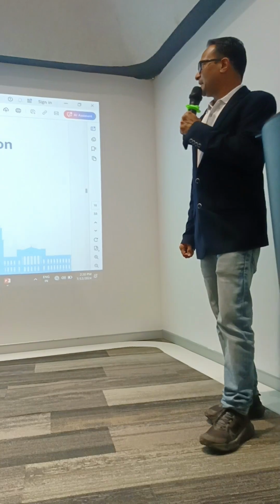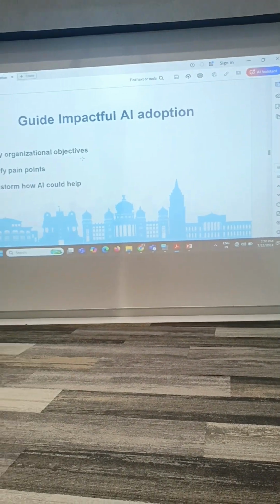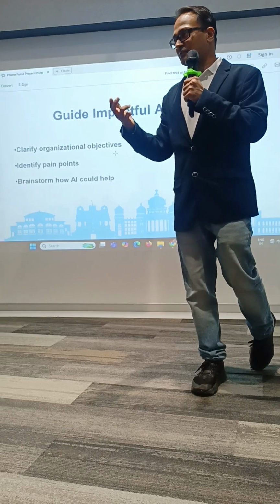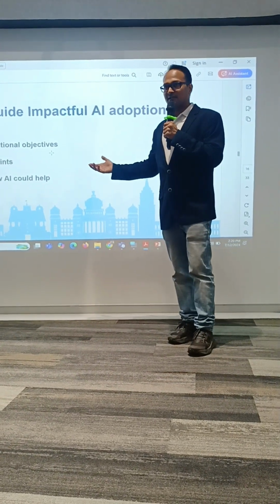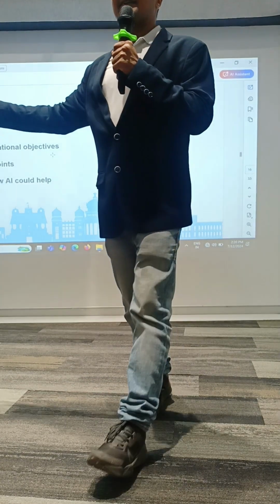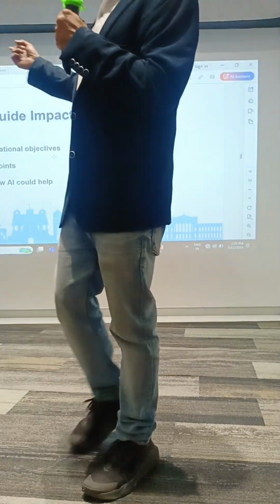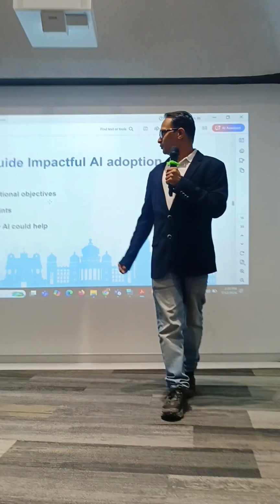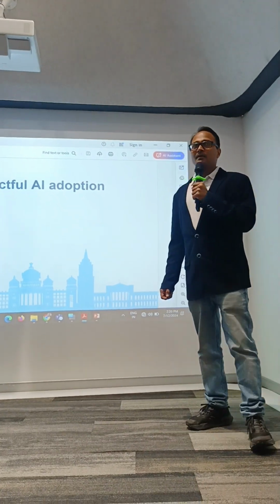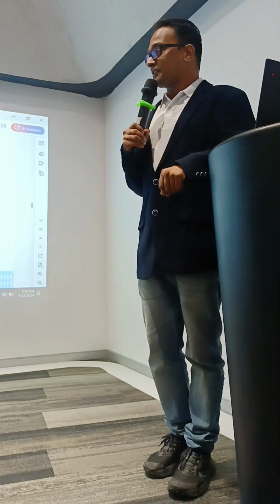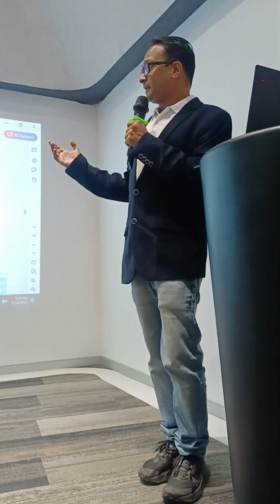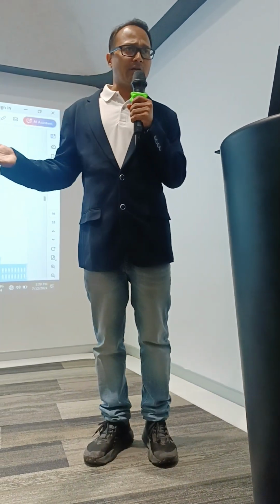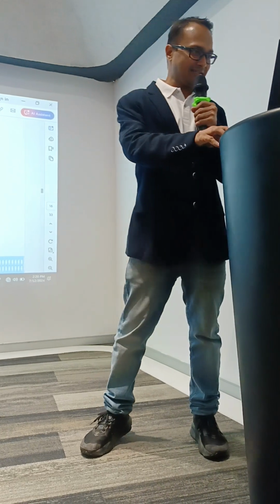We need to guide impactful AI adoption. When I say impactful, it should help you clarify organizational objectives. What are the objectives of your organization for taking up this AI project? Again, not because someone else's shirt or sari is more white. We need to know what our own organizational objectives are, what the pain points are, and brainstorm how AI could help. So there are many use cases within your own organization wherein you need to see whether AI is really required, right? There are many things on which AI is not required. Let's just leave it aside here.